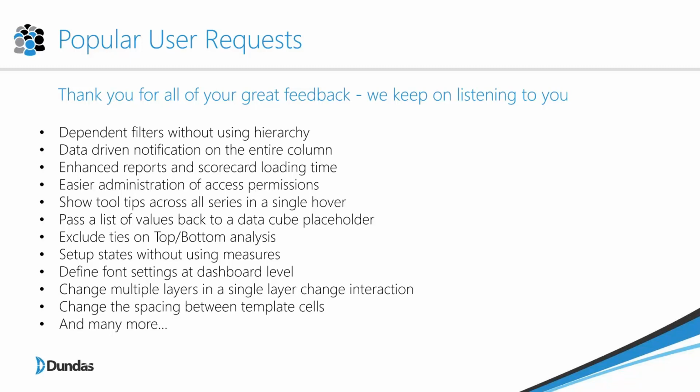I know some popular requests were around being able to set up dependent filters without using hierarchies, so now you can very easily do that, create two different filter controls and have the list of values showing in each filter control based on the selection of the other one, even if a hierarchy is not defined between them. You can now set up data-driven notification on an entire column. So if you've used data-driven notification so far, it was only to specific cells you've defined. Now you can choose all the cells I have available for a certain measurement, for a certain condition. I want to fire a notification for that if that condition exists.